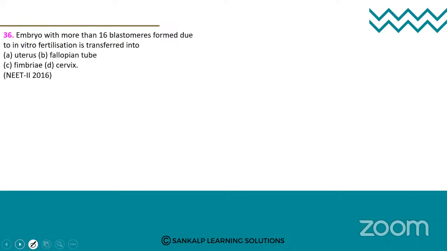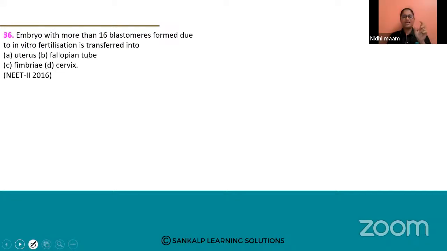Next, an embryo with more than 16 blastomeres formed due to in vitro fertilization is transferred into the: uterus, fallopian tube, fimbriae, or cervix? The embryo at the 16 blastomere stage has been fertilized by in vitro fertilization, that is, outside the female reproductive system in the lab. At that stage, to which female reproductive part is it transferred?